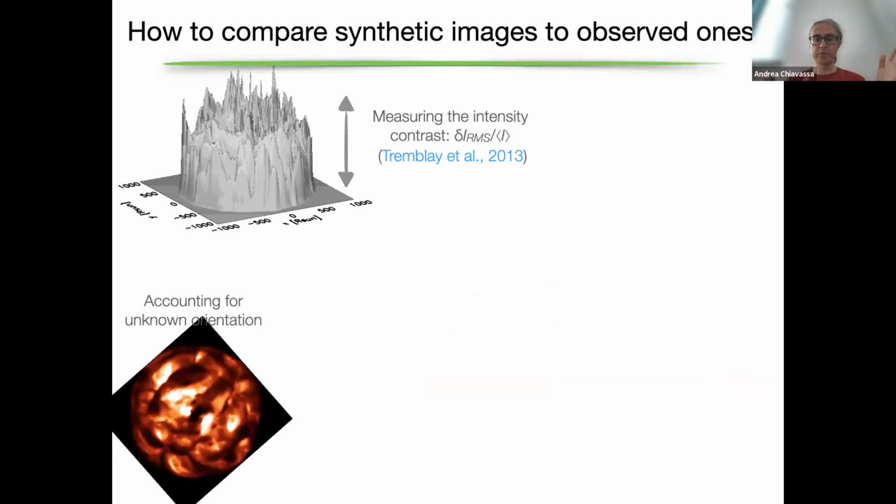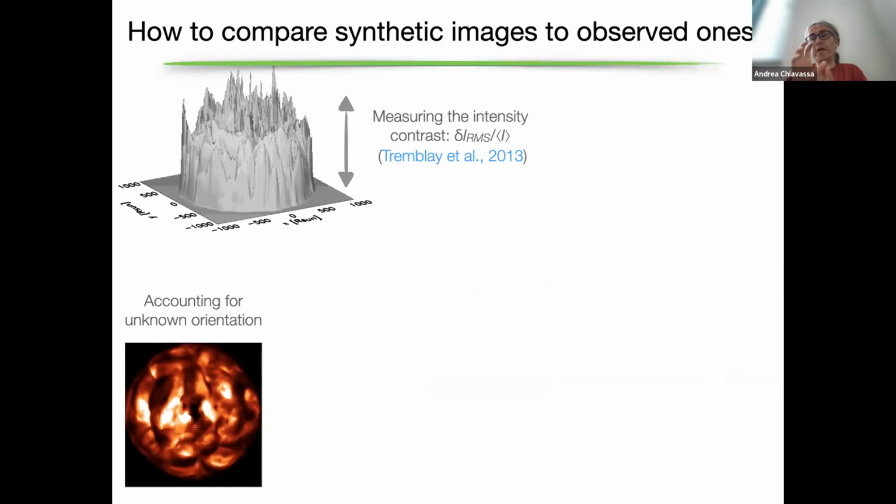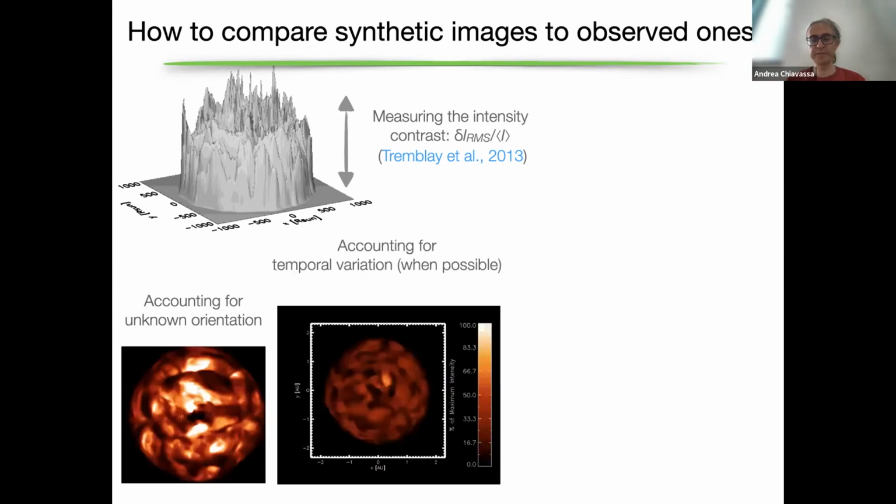Second, we account for the unknown orientation. We don't know actually how this model is oriented with respect to the observation, so we rotate the synthetic star. We account, when possible, for the temporal variation. So you have here the intensity at a particular observed wavelength, so the synthetic intensity moving as a function of time. We measure as well the photocenter position. So you can see that it is not in the center already.